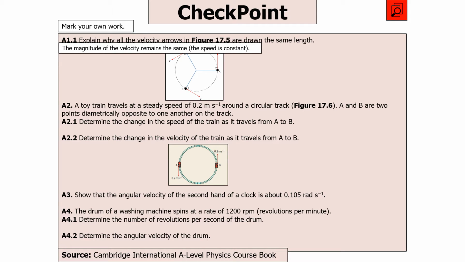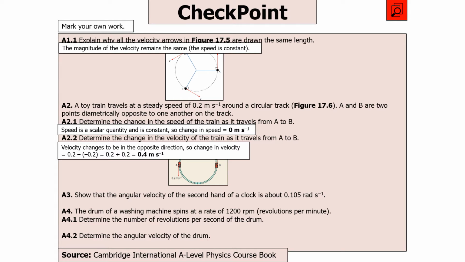Now in the next question, we know that the speed is a scalar and it's a constant value. So the change in speed from A to B is going to be 0 because you don't need to consider the direction. But in the second one, we do need to consider the direction. Because the object is changing directions, one of them has to be a negative value. So therefore it can be 0.2 minus minus 0.2, which is therefore adding it. So it's 0.4 meters per second for your change in velocity.